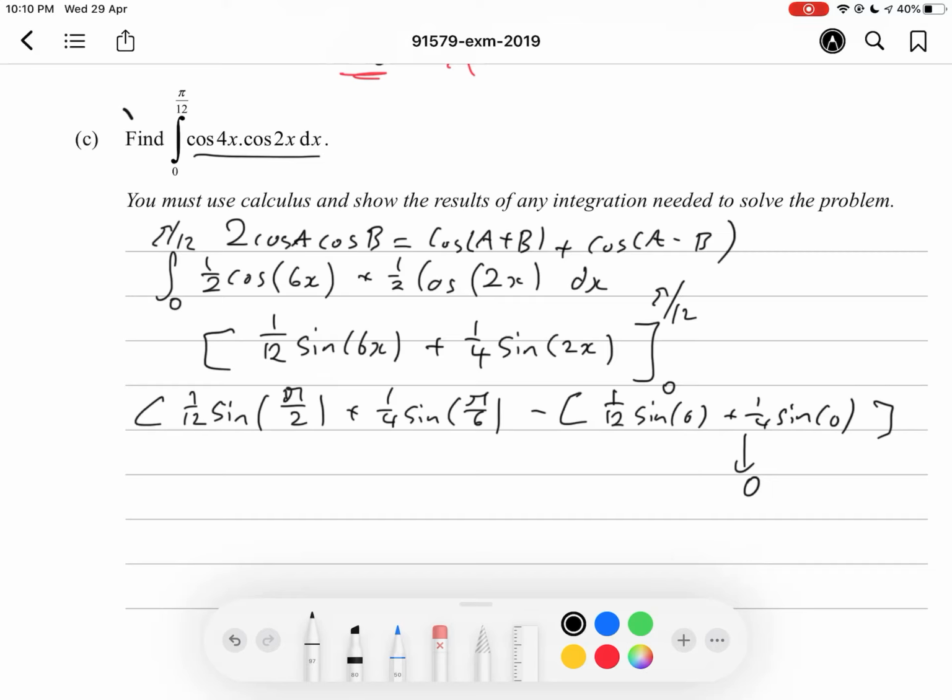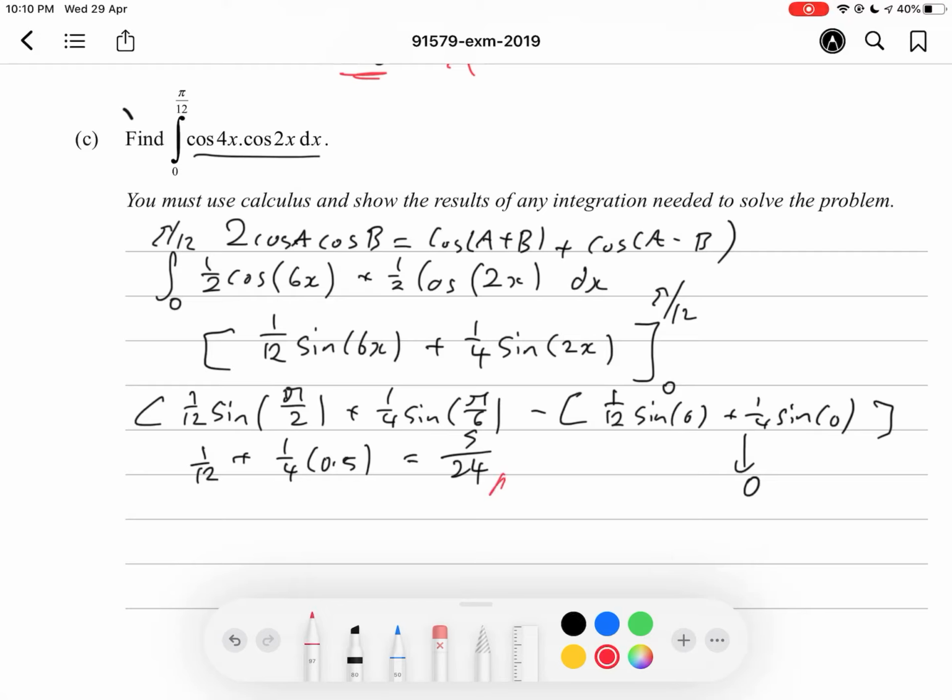Right, so remember your calculator should be set to radians, not degrees. Very important. So we have 1 over 12 plus 1 over 4 sine of pi over 6. So we have 1 over 12 plus 0.25 times 0.5. Alright, that should give us an answer of 5 over 24. 5 over 24 is what I'm getting.